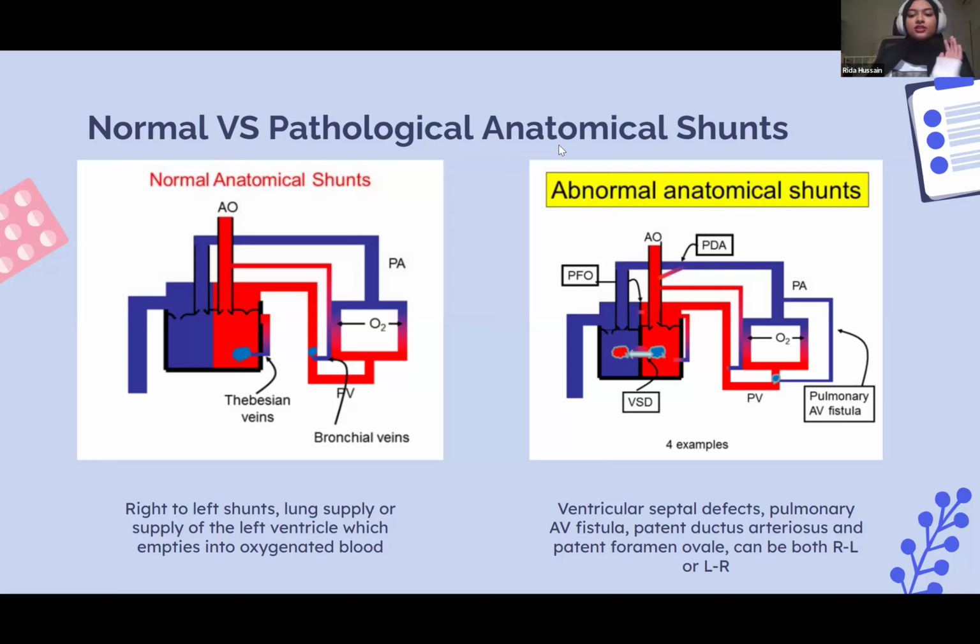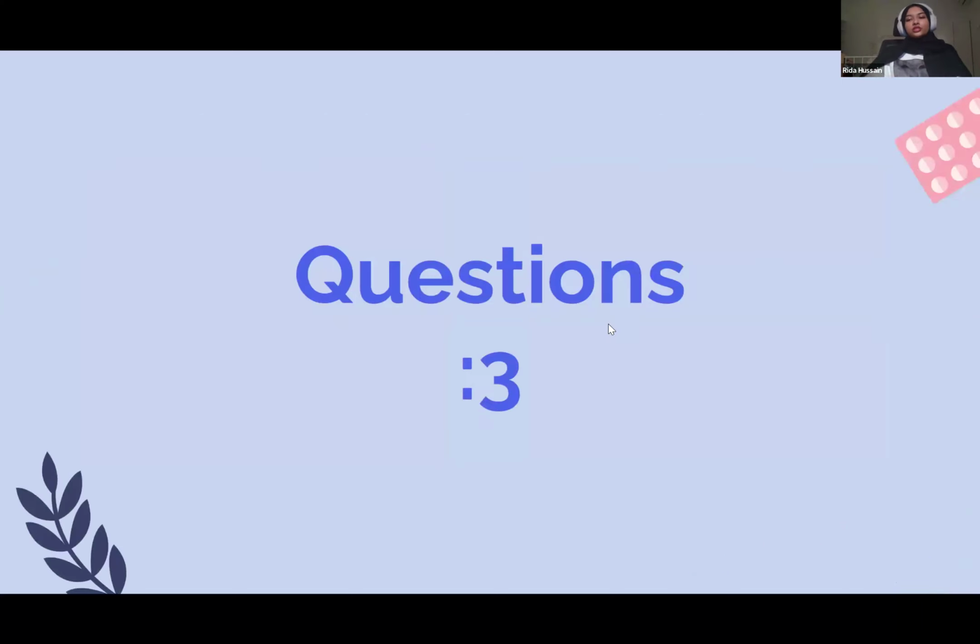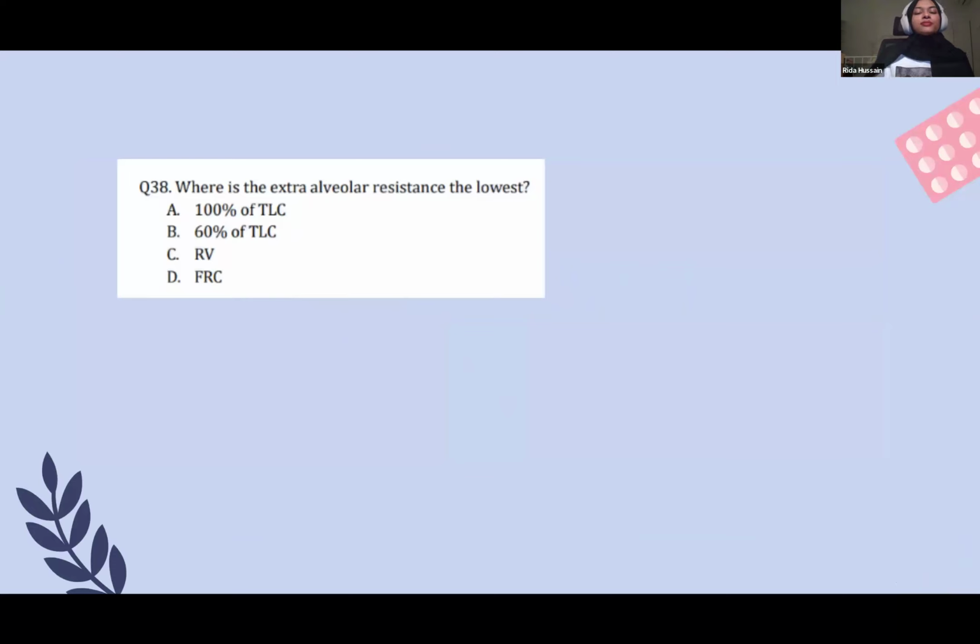Okay, perfect. Thank you guys for being so interactive. We're done. I just have 2 questions for you guys, and I would prefer it if you guys answer it. So where is the extra-alveolar resistance the lowest? This is the graph that I emphasize the highest on.